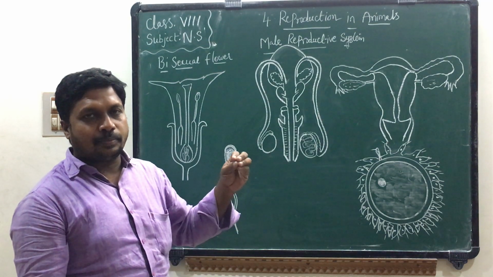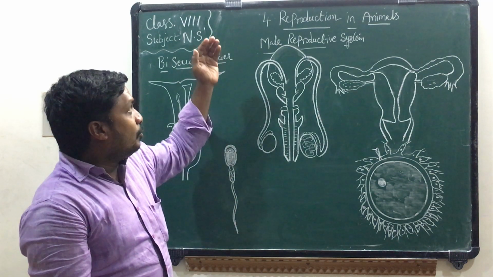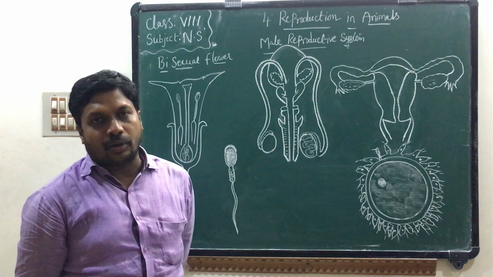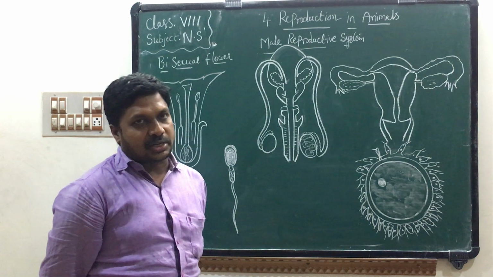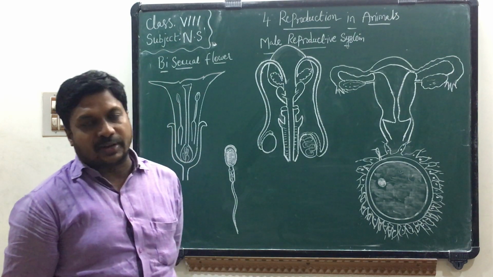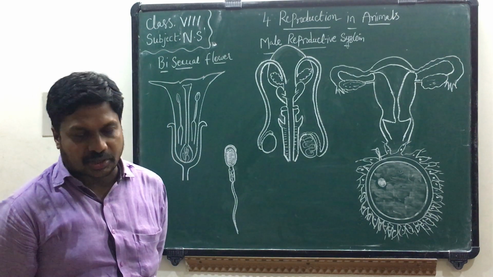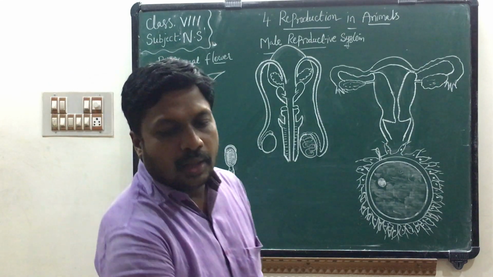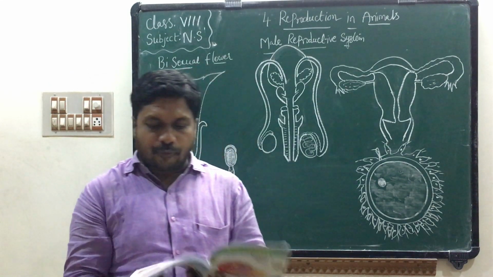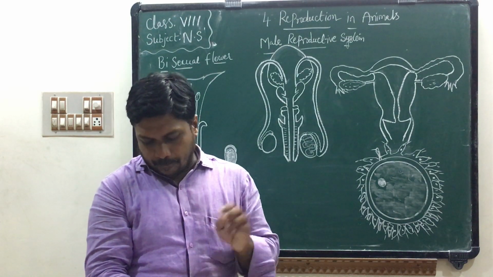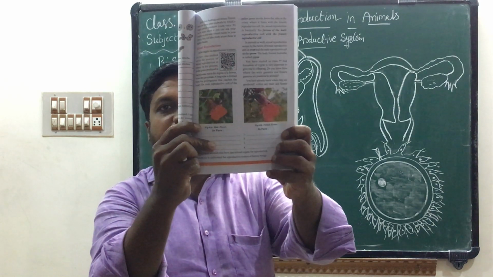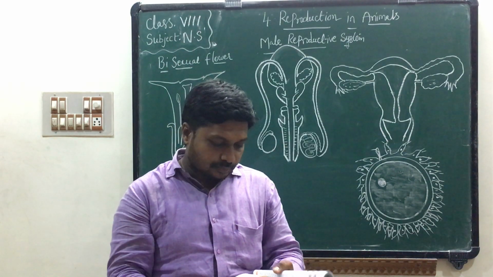In NS class, previous class, 4th lesson, Reproduction in Animals, I explained the definition of reproduction, the differences between sexual and asexual reproduction, and unisexual flowers. Now, all of you open your page number 57, NS textbook.